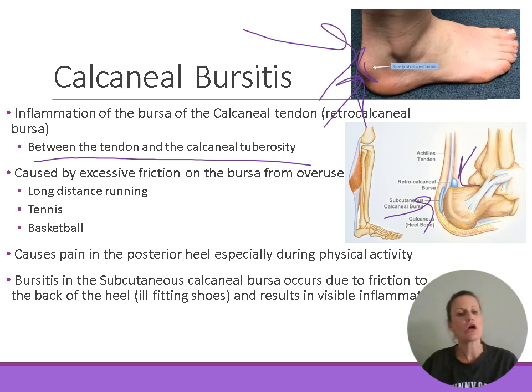This calcaneal bursitis is caused by excessive friction on the bursa from overuse. So again, long distance running, or professional basketball players, professional tennis players, who are constantly doing dorsiflexion and plantar flexion of the foot. This causes pain in the posterior heel, especially during physical activity. Bursitis in the subcutaneous calcaneal bursa, which you see up at the very top, occurs due to excessive friction on the back of the heel. So if somebody buys new tennis shoes and they don't fit very well, or new work boots that don't fit very well, and they're rubbing on the back of their heel for 8 hours a day for a week straight, and then you see this visible inflammation, that's subcutaneous calcaneal bursitis.